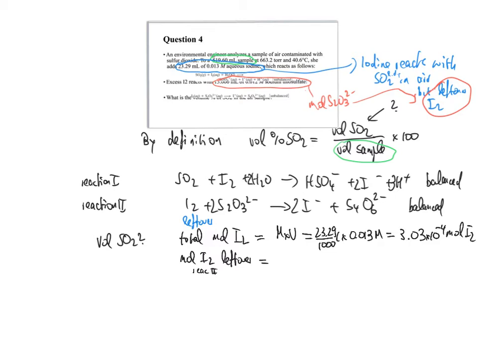And it's simply 1/2 because there's a 2-to-1 ratio here. 1/2 times the molarity of thiosulfate times the volume of thiosulfate, which is 15 divided by 1000 liters times 0.012 molar. And it's simply about 1.8 times 10 to the minus 4 mole of I2 that was left over.